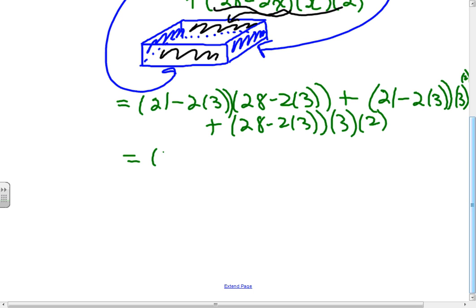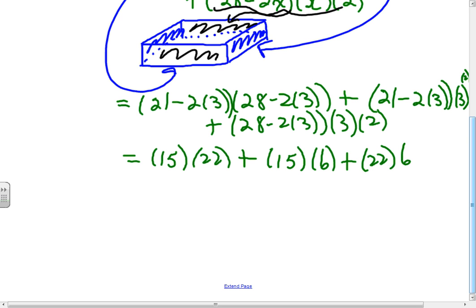So 21 minus 6 is 15 times 28 minus 6 is 22 plus 21 minus 6 is 15 times 3 times 2 is 6. 22 again times 6 is 15 times 22.